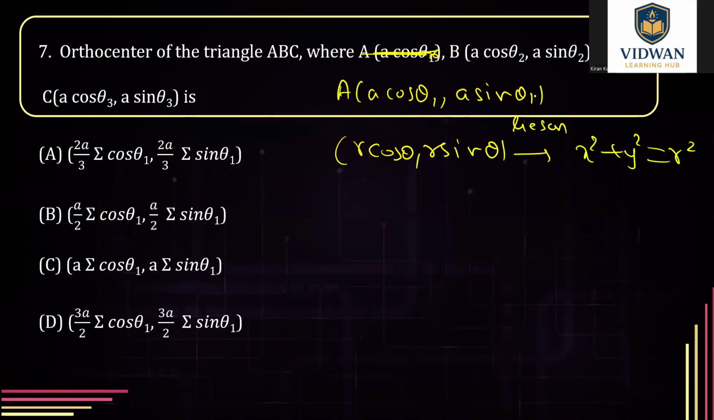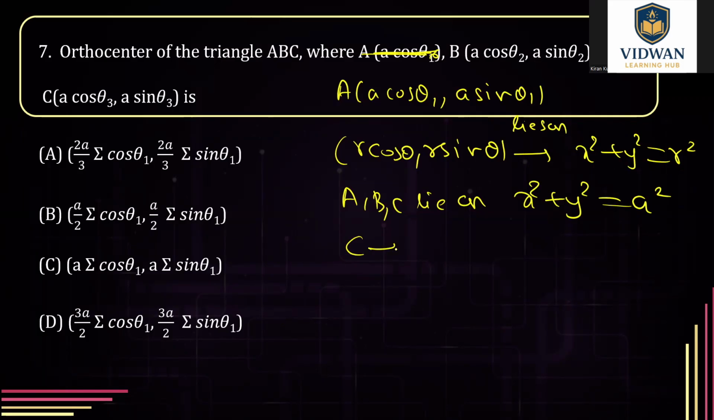So that means all these circles, if you observe, theta can vary. So for all the 3 points, same format, only theta changes. So for different values of theta, they'll represent different points on the circle whose center is origin, radius is A. So A, B, C lie on which circle? x square plus y square equals A square. So that means the center of the circle is origin.